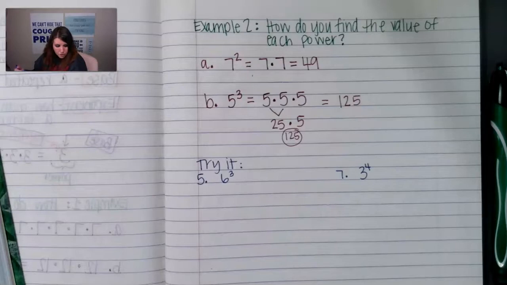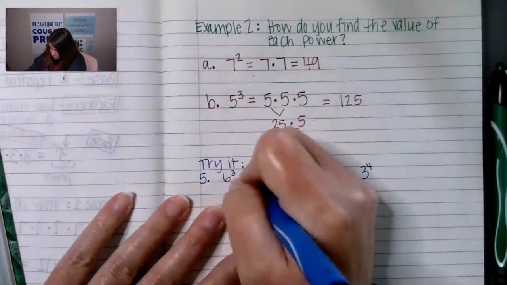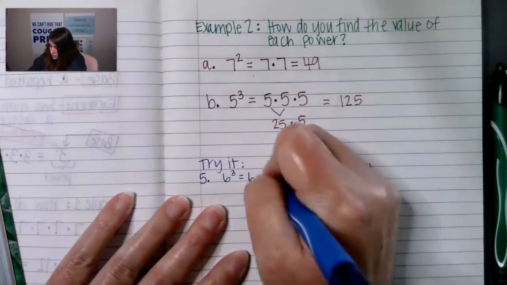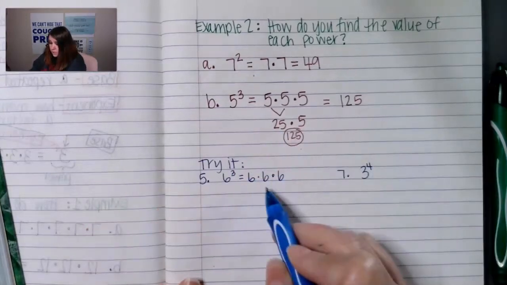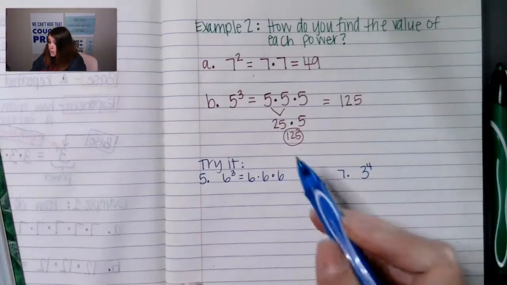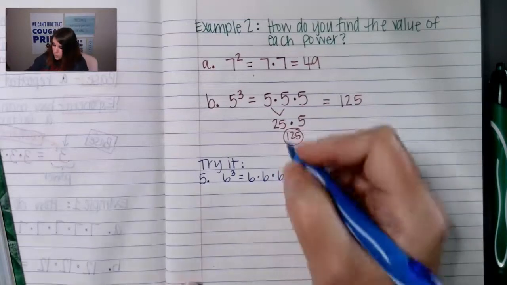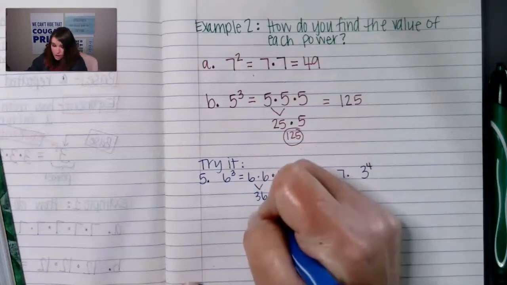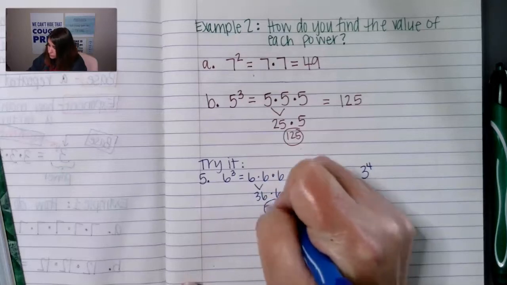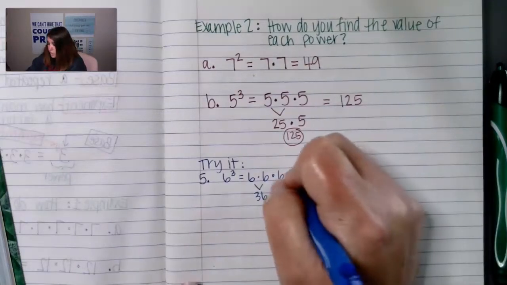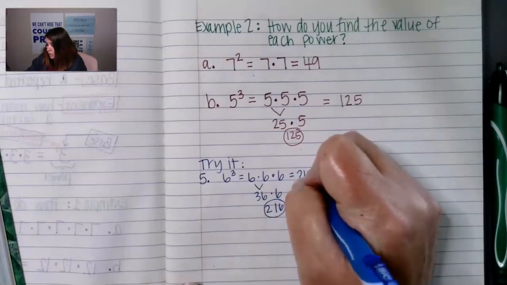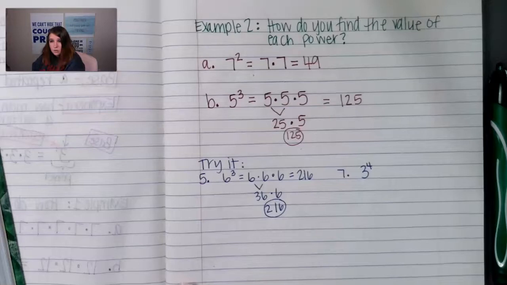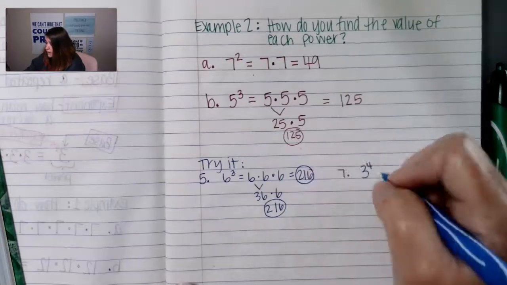All right, so the first one that we are looking at, try-it number 5, means 6 times 6 times 6. So this means 6 times 6, 36, times another 6, which gives us a grand total of 216. So my power total here is 216. That's my value.